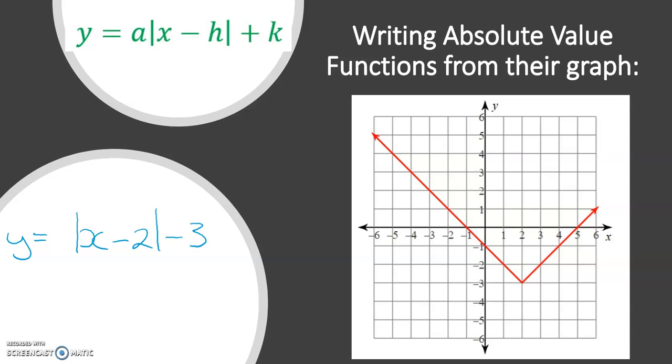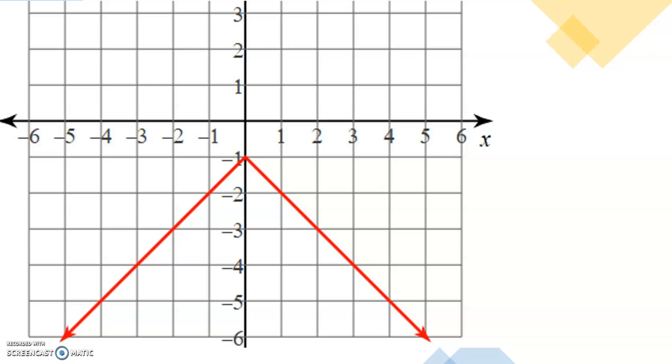Now let us look at the slope, which is represented by this a here. Okay, this is our slope. So looking at our graph, we can see we go up 1 and across 1, up 1 and across 1, up 1 and across 1. So our slope is going to just be 1, which we can leave there if we like, or we don't need it at all. So this absolute value function is simply y equals the absolute value of x minus 2 minus 3.